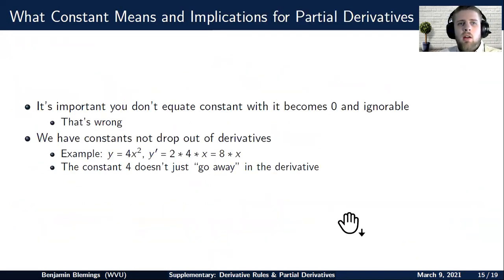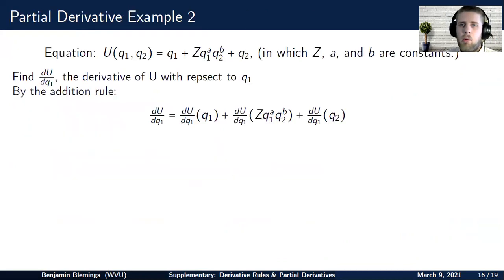So anyway, what constant means and the implications for partial derivatives. It's important that you don't equate constant with it just becoming 0 so I can ignore all the things that I'm not differentiating by. That's wrong. We have constants that don't drop out of the derivatives. For example, if we have y equals 4x squared, y prime is 2 times 4 times x. So the 4 didn't just go away magically in the derivative. And I'm going to show you examples of where it matters for partial derivatives of two variables as well.